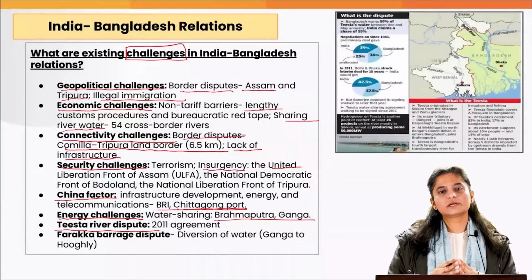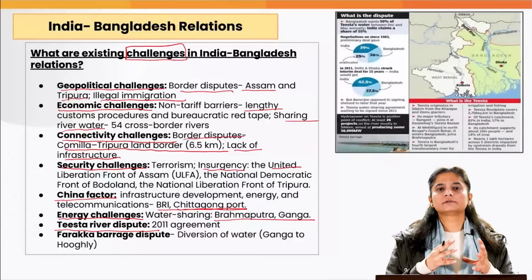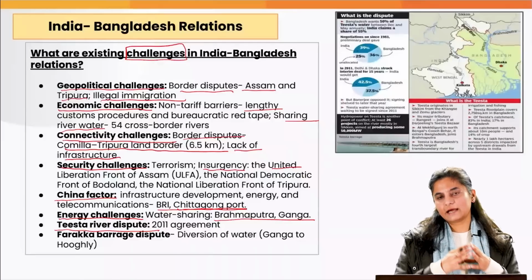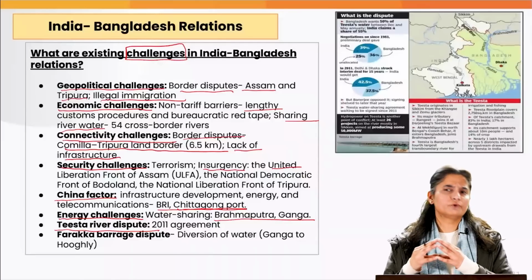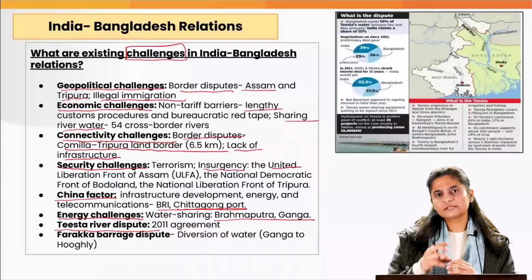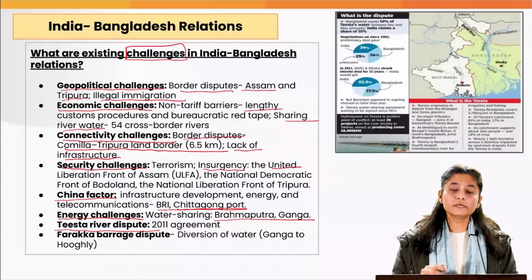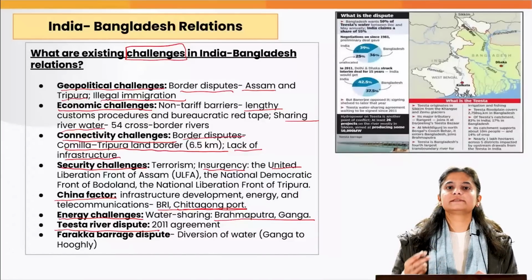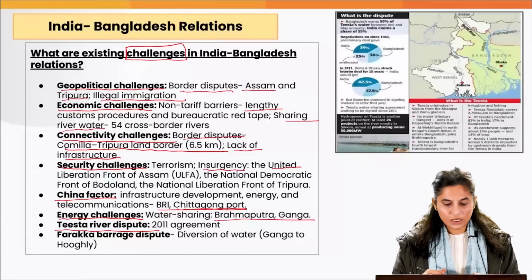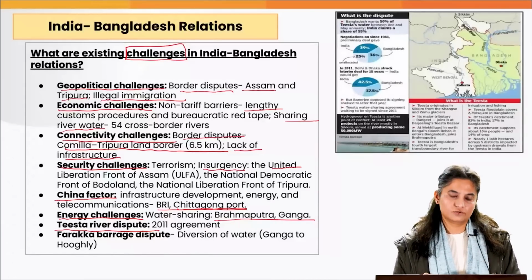So we signed one agreement in 2011, with some sort of differentiation. Around 37% was given to Bangladesh, around 40% was given to India, and the rest was reserved to maintain the minimum river flow. However, due to some diplomatic concerns or probably disagreement from the state of West Bengal, this could not be executed. So this issue still remains unsolved.